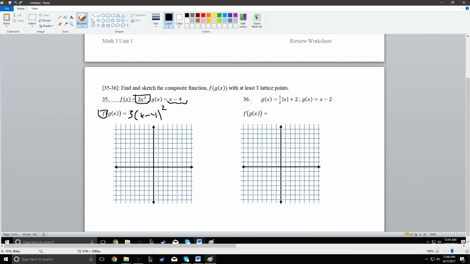With 36. That's an ugly 4. Okay, for number 36, this was a typo. There should have been an f. Okay, so for f of x, it's 1/2. I want to find f of g of x, so I write 1/2, absolute value, stop right here. I do not write the x. I have to replace it with g. So I put x minus 2 instead, plus 2.